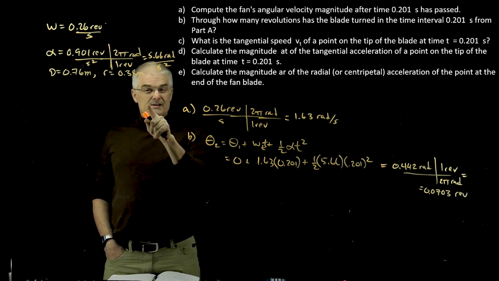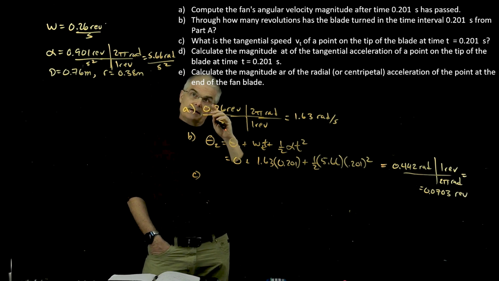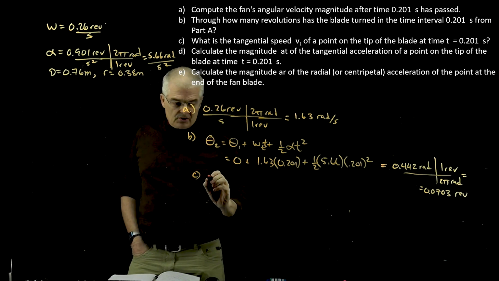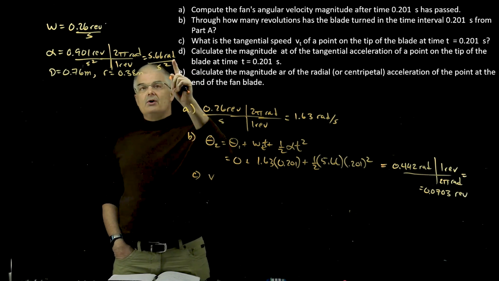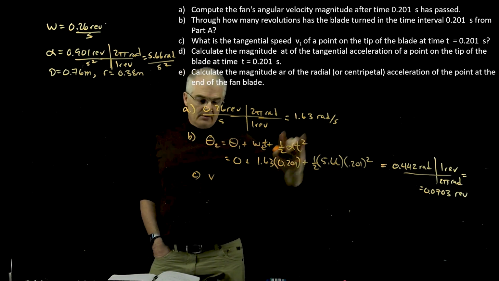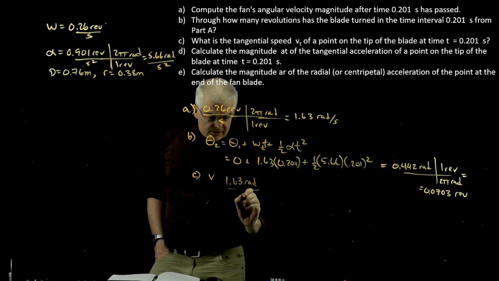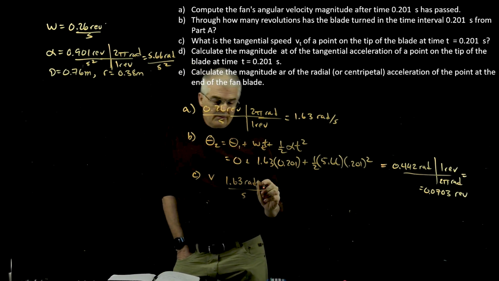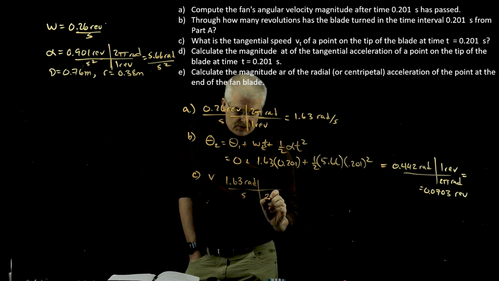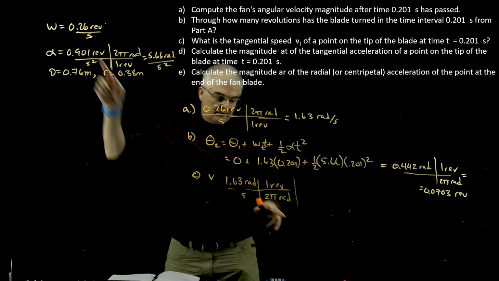Question C, what's the tangential speed? Now remember, tangential speed is v, right? I'm trying to solve for the speed, which is the velocity, but I know at the edge that the angular speed is 1.63 radians per second. I'm going to go back out to a revolution. I'm going to say there is 2 pi radians in 1 revolution. Now it's going to give me revolutions per second, which actually I probably already knew, 0.26. This would come out to 0.26.